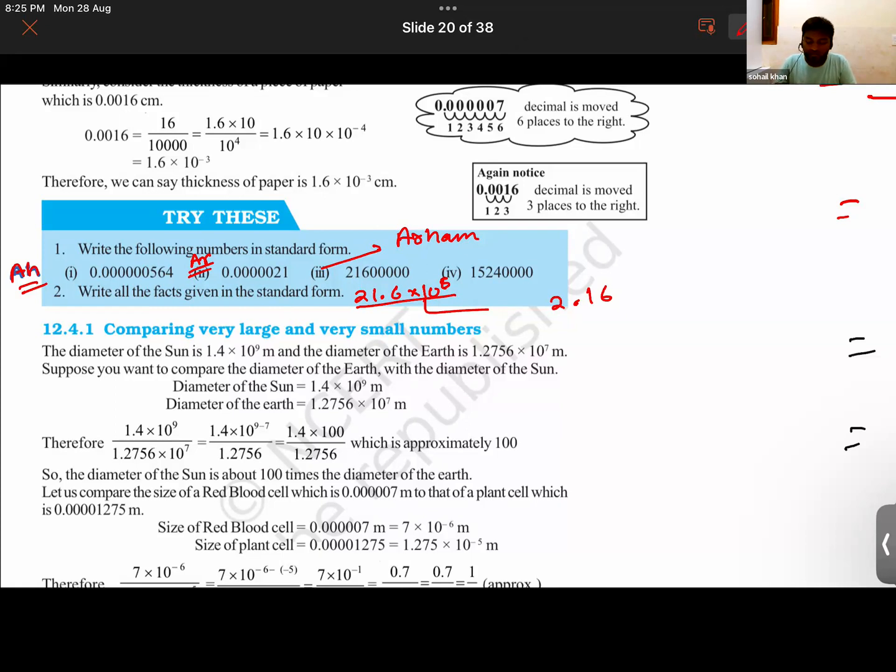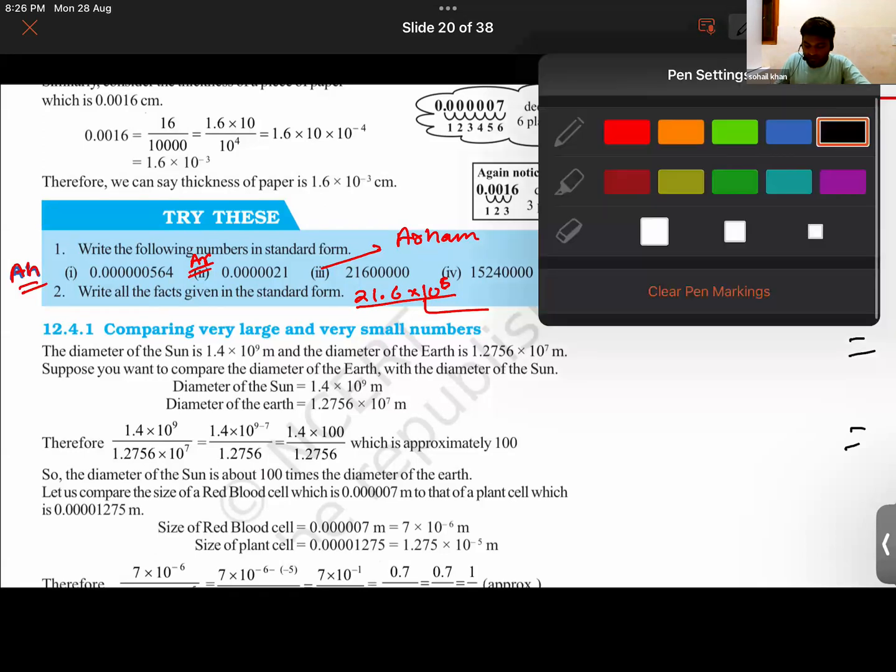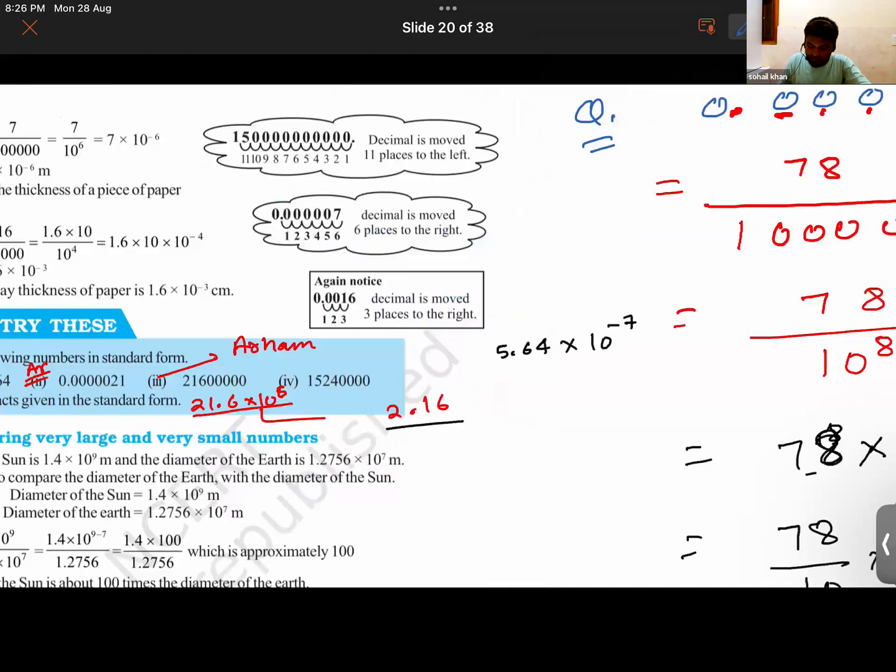I will come to that question in a moment. Try to bring it in this form, 2.16. Yes, Ahmed. 5.64 into 10 raised to the power 7, or is it minus 7? No, I don't think it's minus 7, Ahmed, but still I will be checking it.